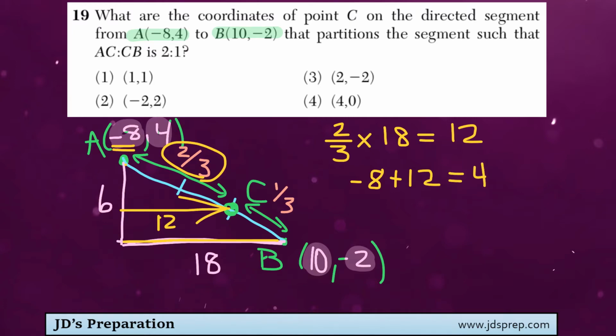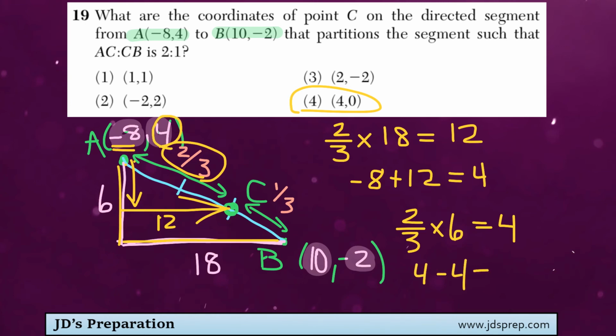So right off the bat, we can tell that means option number 4 is our correct answer. But if you're curious, if you also wanted to find the y-coordinate, we would then look for 2/3 of our y distance of 6, which is 4. So moving from A to C, it's not moving up though, it's moving down 4. So looking at our y-coordinate of 4, if we subtract 4 from that, we get the y-coordinate of C, which is 0. So combined, we get our C coordinates of 4, 0.